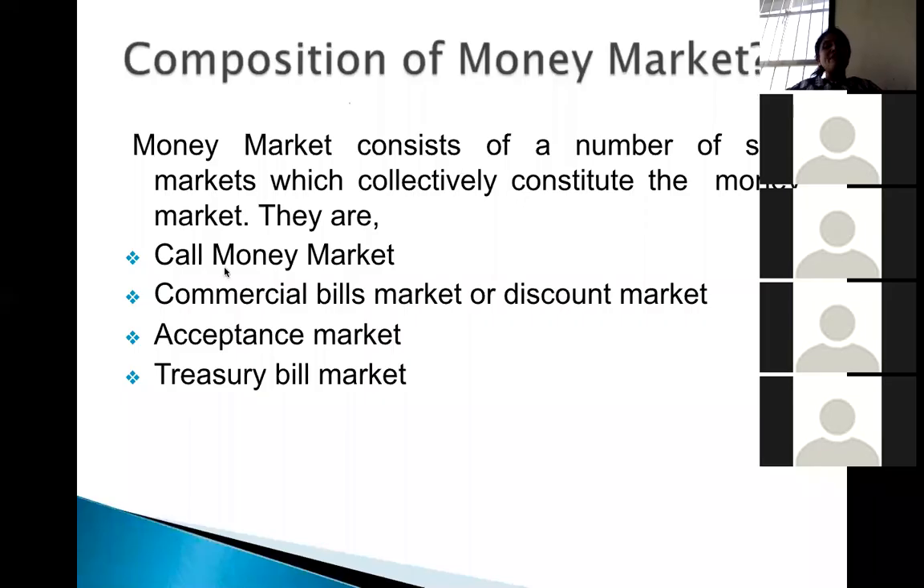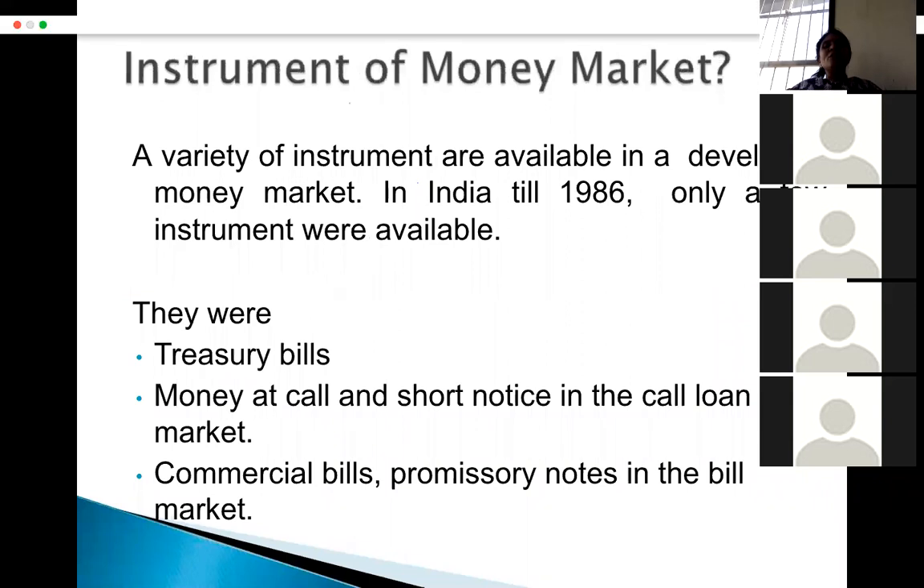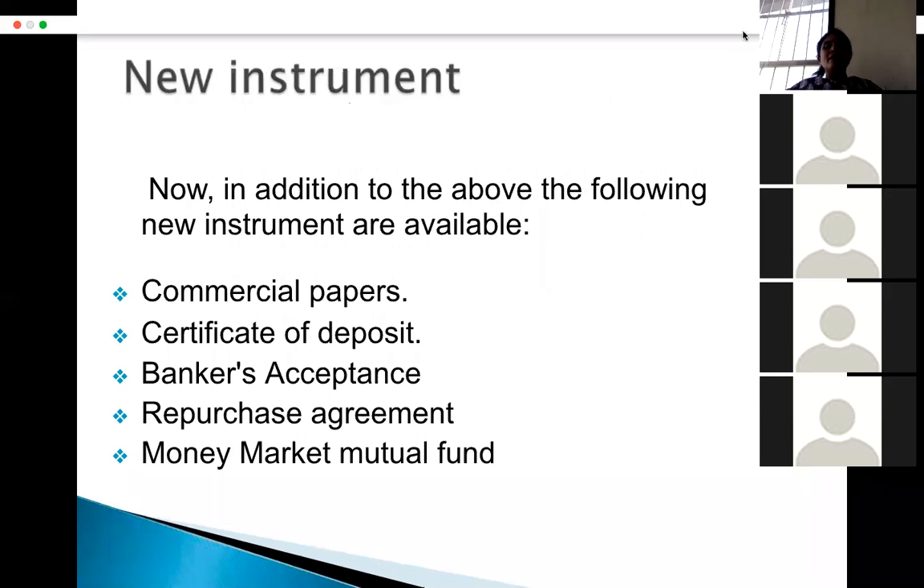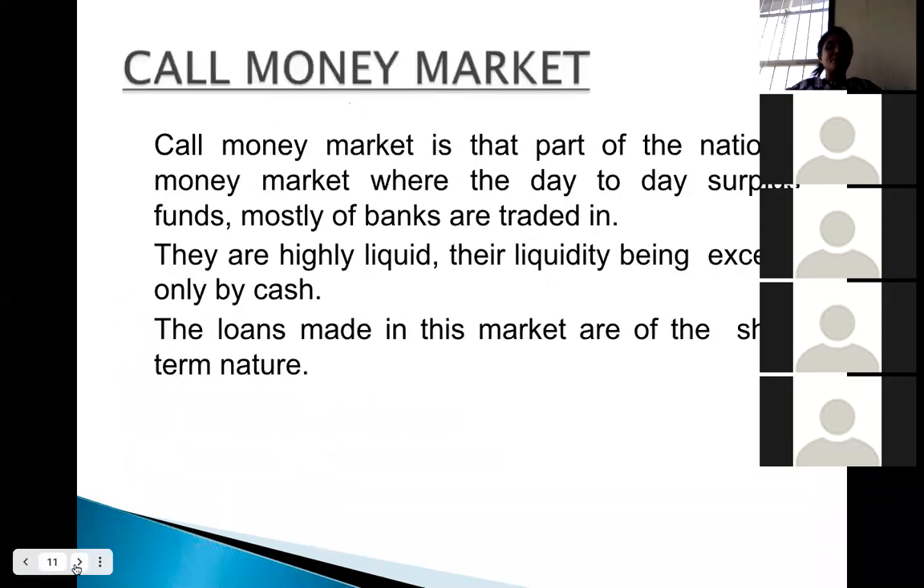Listen about this. We have call money market, commercial bills market or discount market, acceptance market, treasury bill market. Now, before we go into the instruments, we'll just see there are variety of instruments available in money market. In India, we had very few till 1986, but there are now very, very innovative instruments. The earlier ones were treasury bills, money at call and short notice in the call loan market, commercial bills, promissory notes in the bill market. And the new instruments are commercial papers, certificate of deposit, banker's acceptance, repurchase agreement, money market mutual funds.